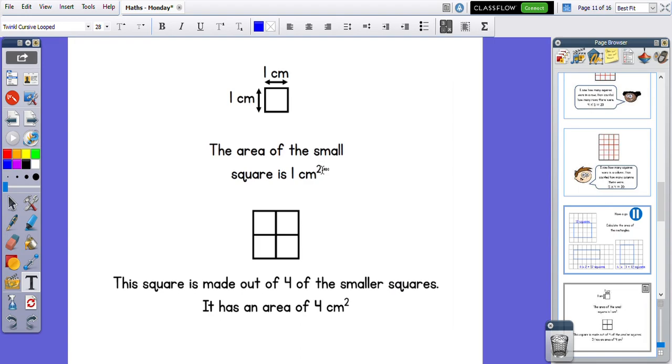Okay, so this square is made out of 4 of the smallest squares. It has an area of 4 centimetres squared. So how do you think they've worked that out? They could have counted the squares inside, or they could have seen that they've got one of those boxes there, and another one of those boxes. So here on top, they've got 2 centimetres, and then down the side, they've got the same again. They've got 1, 2. So they've got 2 centimetres there as well. So the person could have done 2 multiplied by 2 to give them 4 centimetres squared.